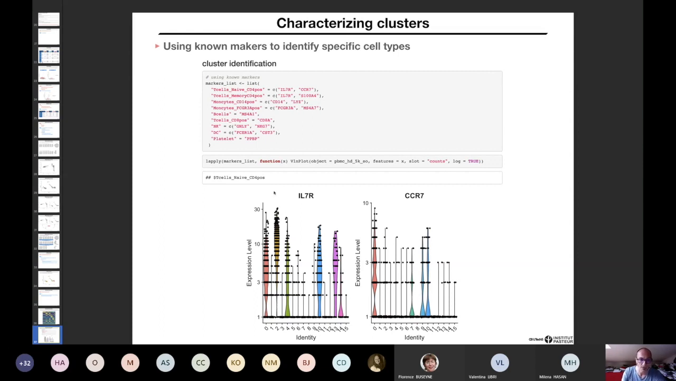And for instance, here for the naive CD4 positive cells, you can see that we have IL7R and CCR7 that are strongly expressed in clusters 0, 7, 9, and 10, and so on.